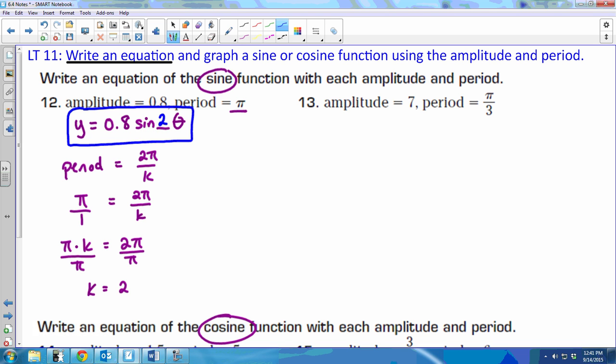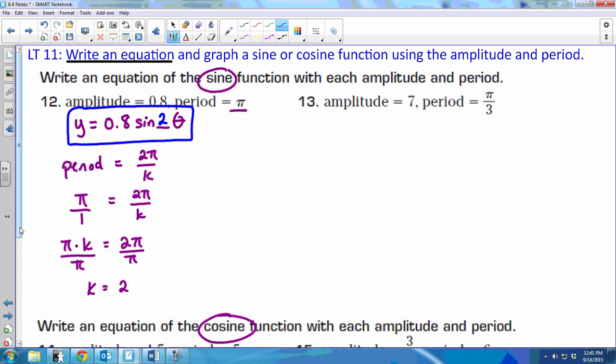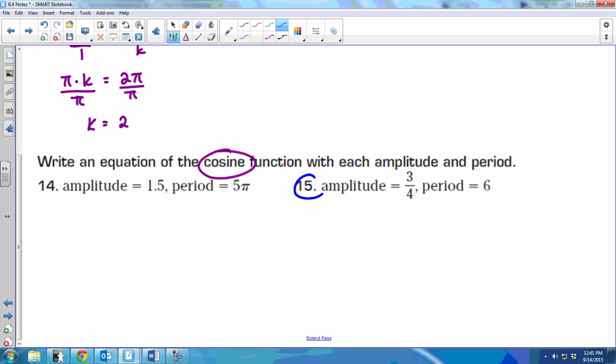Does that make sense? Yes? I'm going to do one more of these, and then we'll let you do two. I'm going to skip down here to the very bottom to the last example. This one's cosine, but that doesn't change anything. You just write cosine instead of sine. Again, you should be able to write, right now, you have enough information to say y equals 3/4 times cosine of something theta.